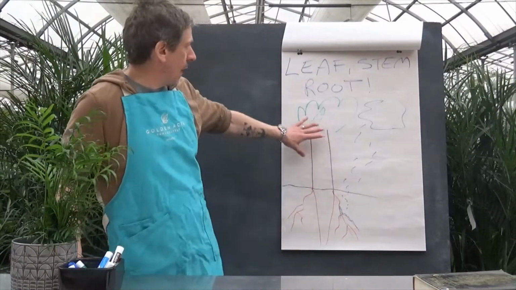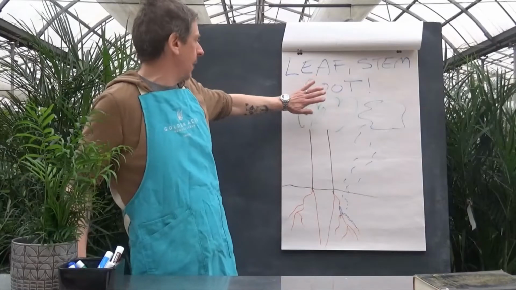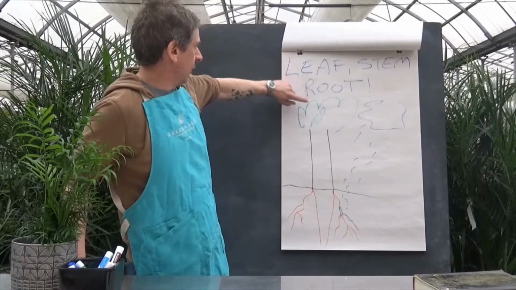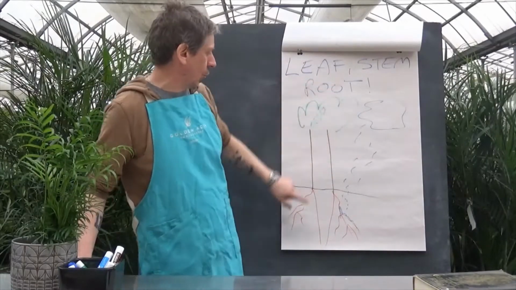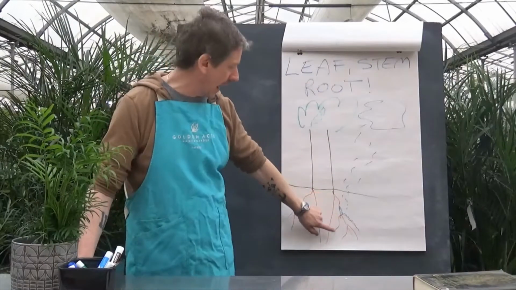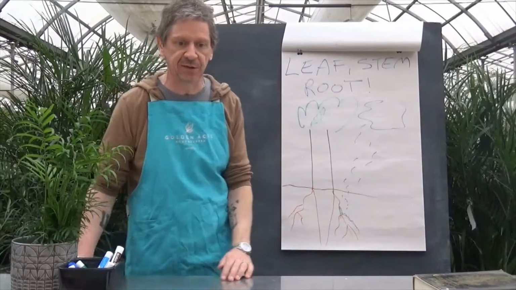So that is the primary purpose of the three main parts of any plants. You've got your leaf, you've got your stem or your trunk, and you've got your root, which is again either a taproot or a fibrous root system.